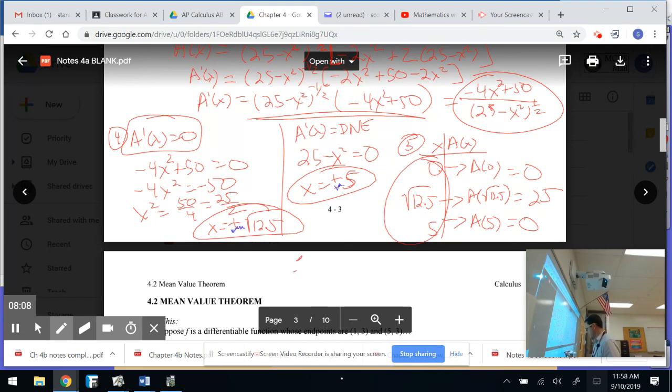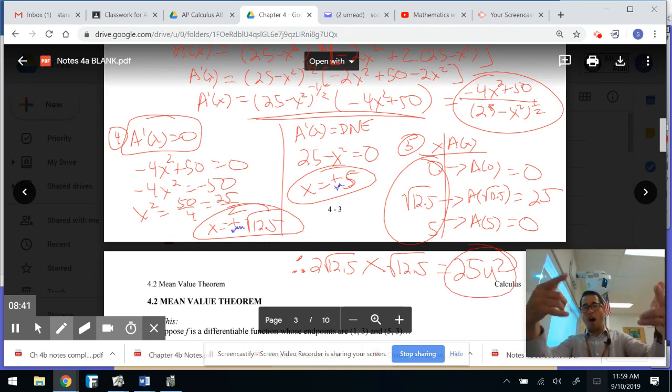Therefore, the dimensions of this rectangle are, remember, going back up to those notes, my length was 2x. So it'd be 2 square root 12.5, right, class? My width was my y value. So if I plug that back into the original, I get the square root of 12.5. And the actual area would be multiplying those two together, which would be 25. I don't think they gave me units, so it would be units squared. That is section 4.